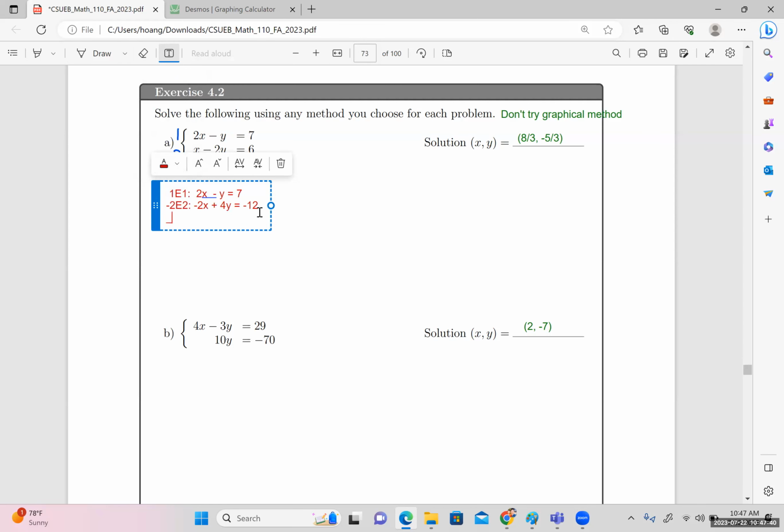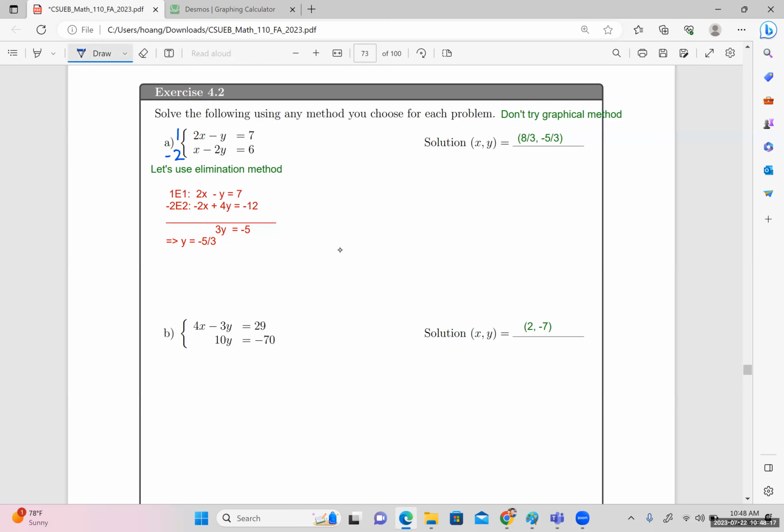So let me use this red one. So we can add them up, and we have 0x plus 3y equal to 7 minus 12, which will be -5, right? So that means y will be equal to -5/3. Okay. So this gives me y equals -5/3.